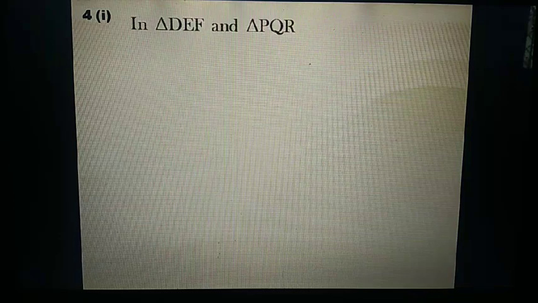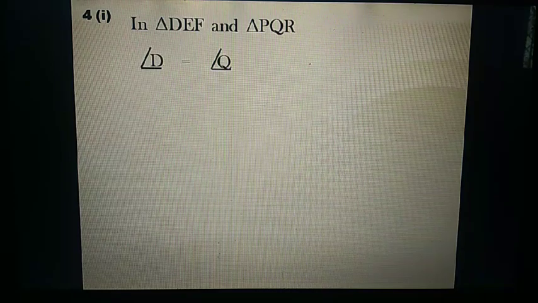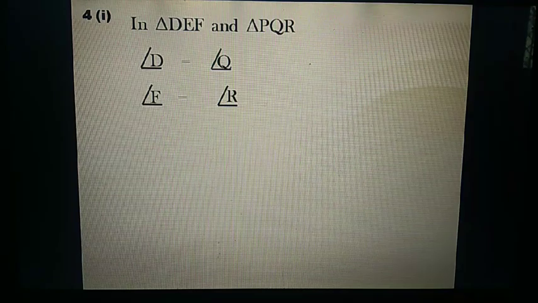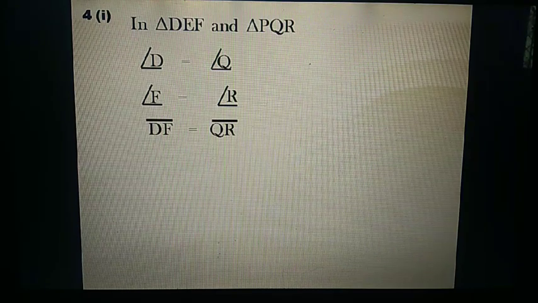Moving to question number 4. Here the information is given to you regarding two triangles. You have to check whether, as per the information, the triangles are congruent using the ASA congruence rule. So in triangle DEF and triangle PQR, it's given that angle D and angle Q are equal as both are 60 degrees. Next, angle F and angle R are equal as they both are 80 degrees. The next value given to you is DF and QR, both are 5 centimeter.